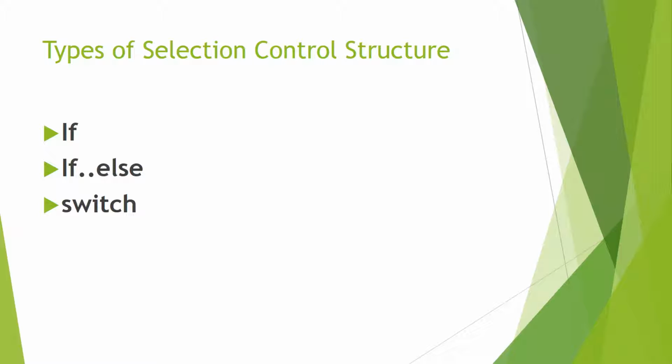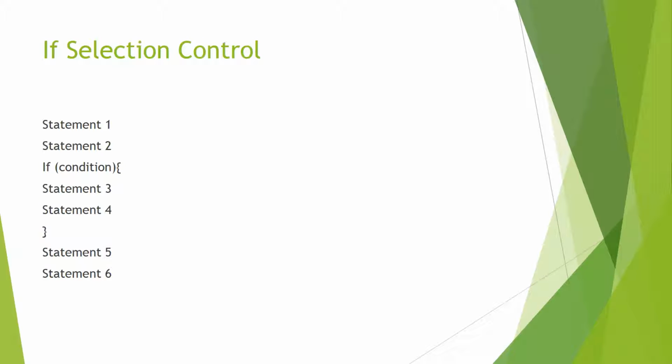We have these types of selection control structure. We have the if condition, we have if-else conditions, and we have switch. In case we use if selection control, it is performed as follows.